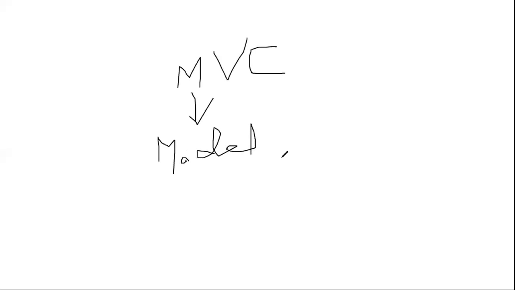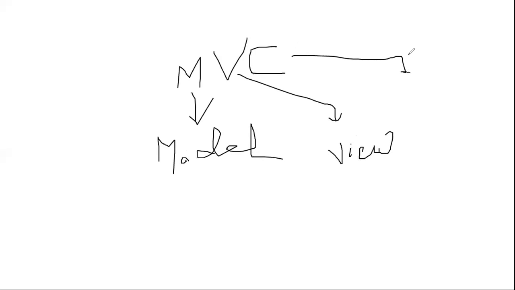See, MVC. M stands for model, whereas V stands for view. Any web application will have these three components: model, view, and another thing is controller. So what are this model, view, and controller? We have to see that, then only we can understand our web service.